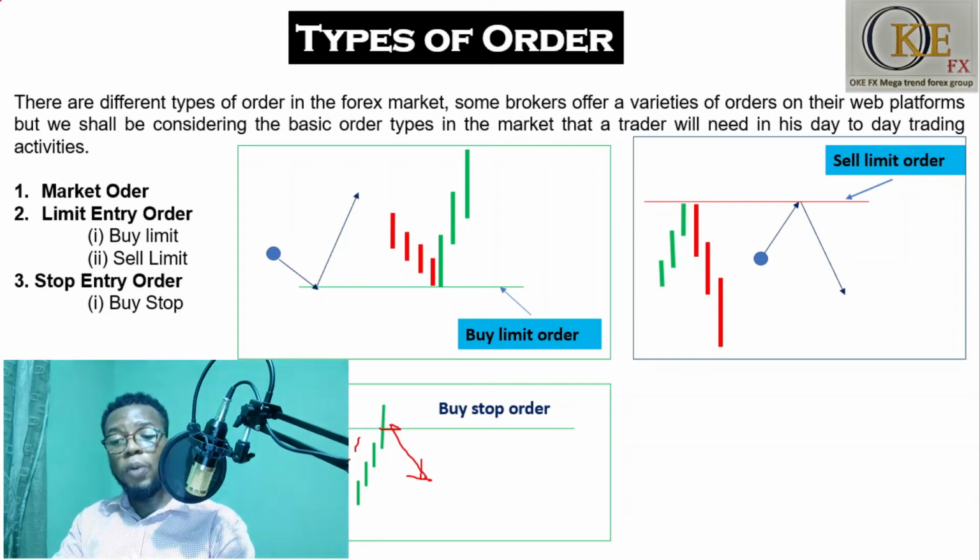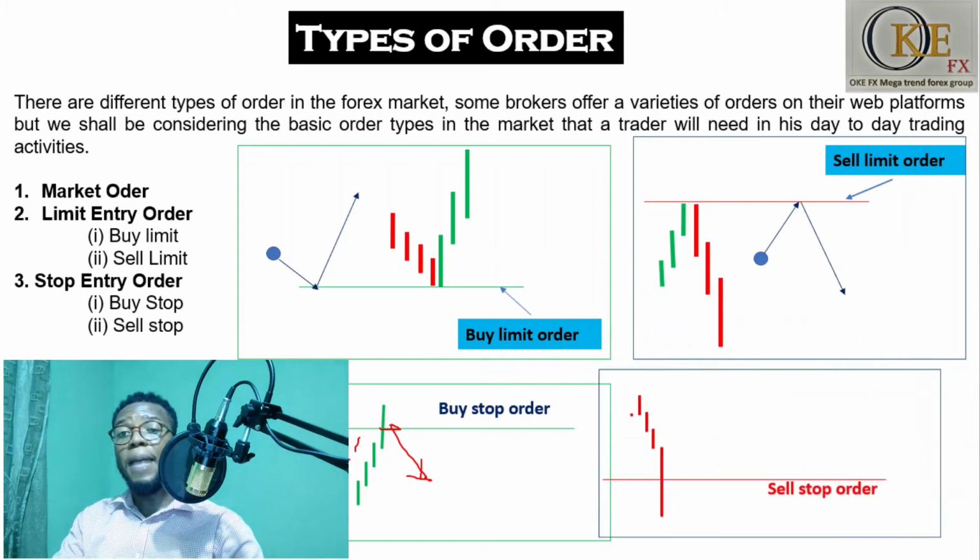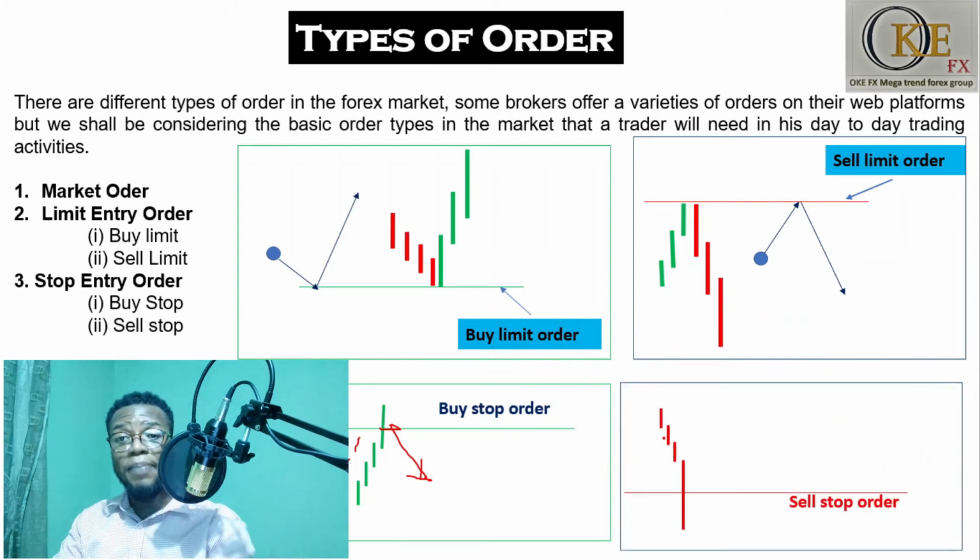So for the sell stop order, notice it's just the opposite. You place the sell stop order below price, unlike the buy stop order, where it has to be above price. Price has to get there, hit and trigger it, and then start falling, moving in the direction you anticipated.